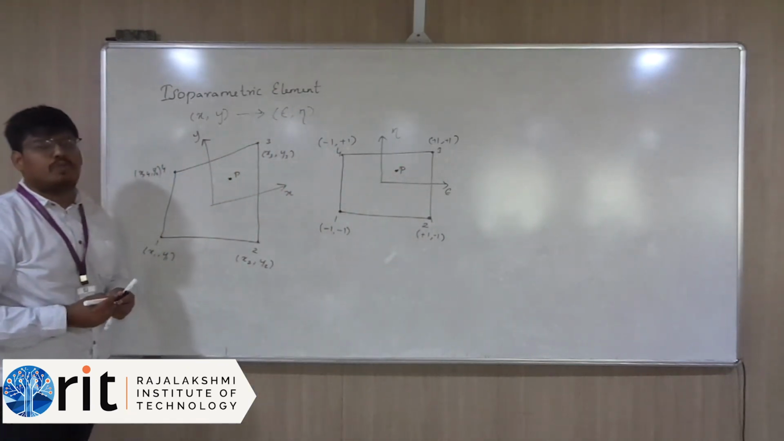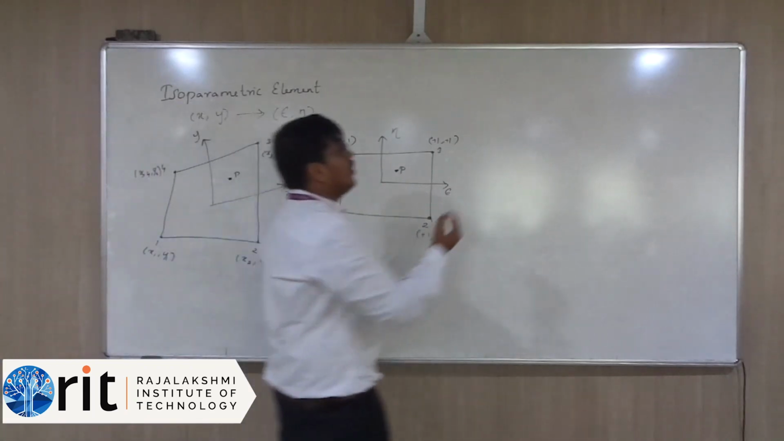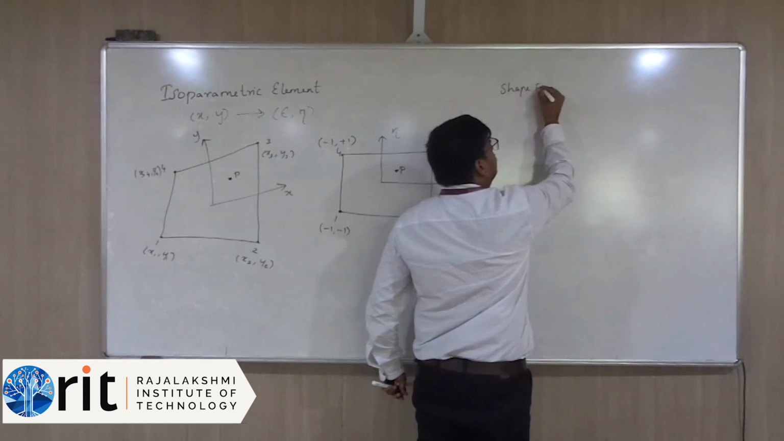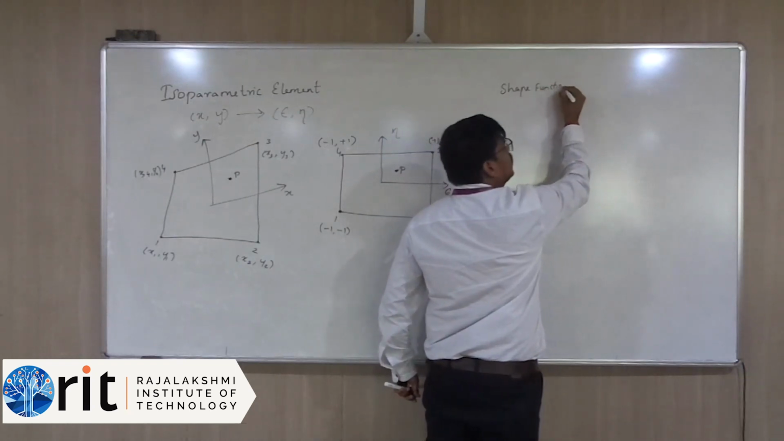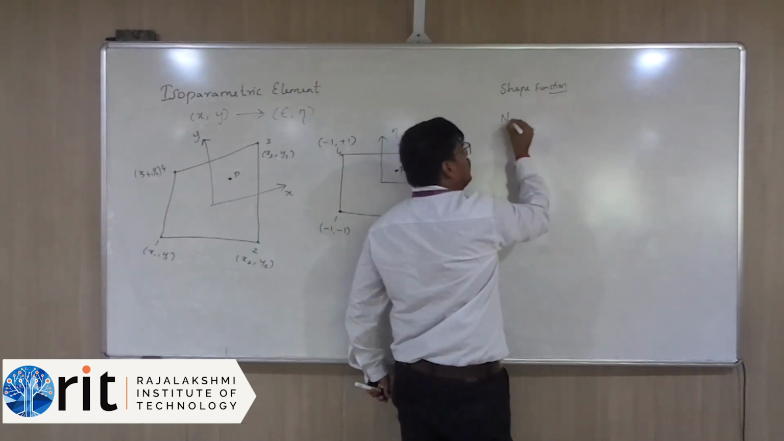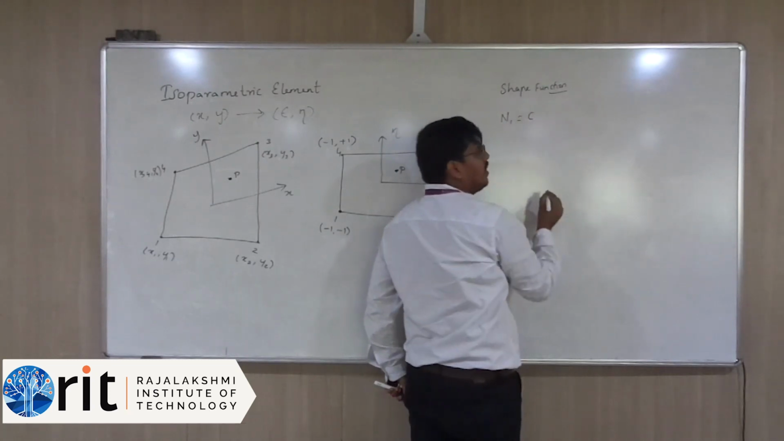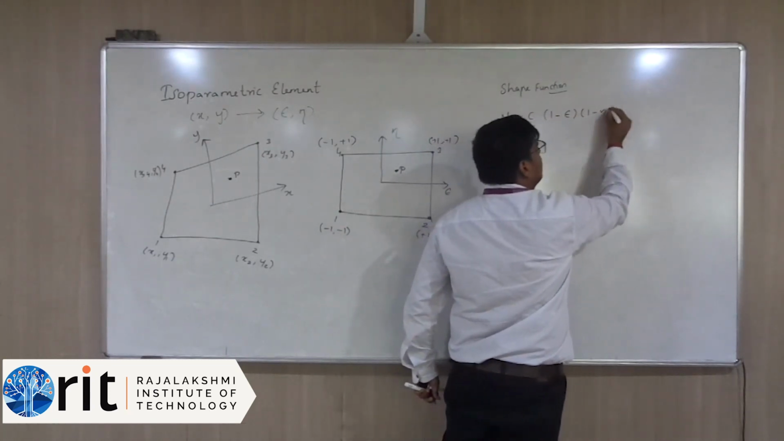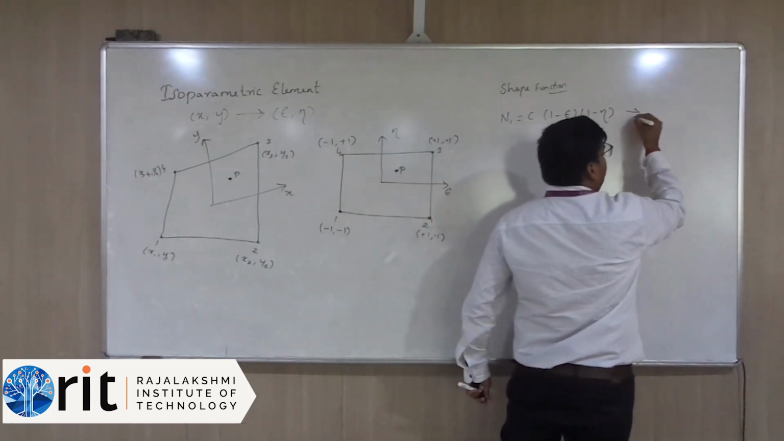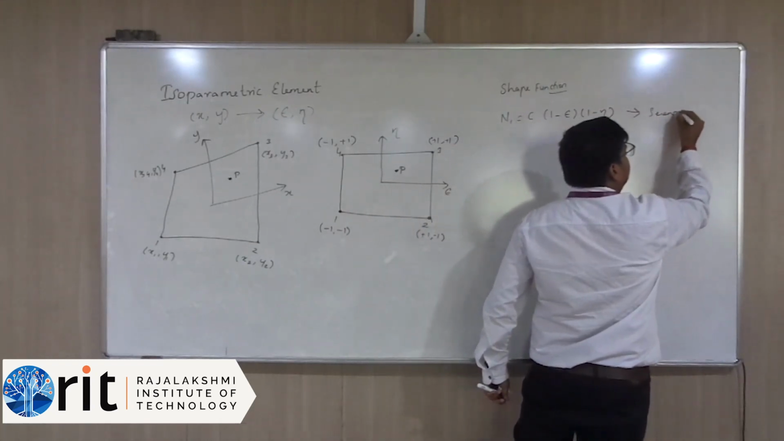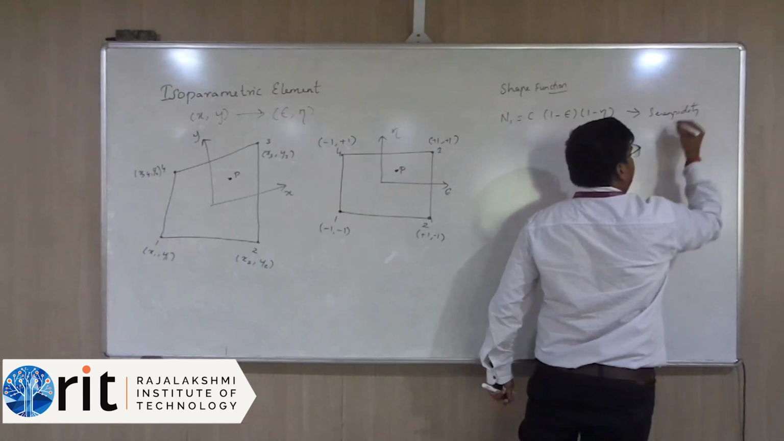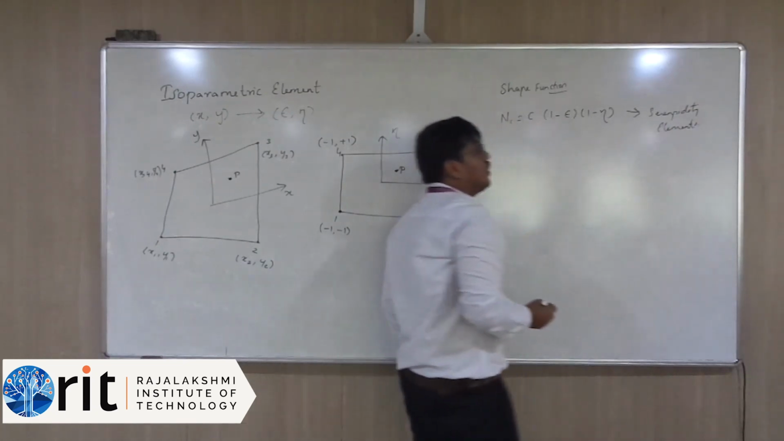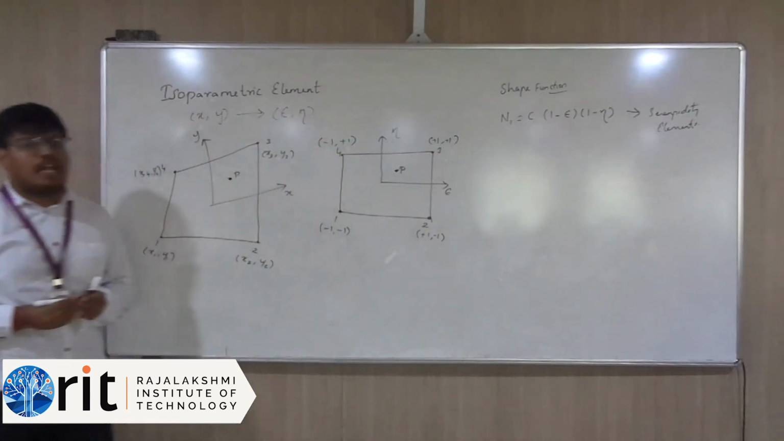Now our objective is to find the shape function. Now I am going to derive the shape function for node 1. For node 1, the shape function N1 equals some constant into (1 minus epsilon)(1 minus eta). This is from the serendipity elements, which are used to derive the shape function for higher order elements. As I already told, the isoparametric element is a higher order element.